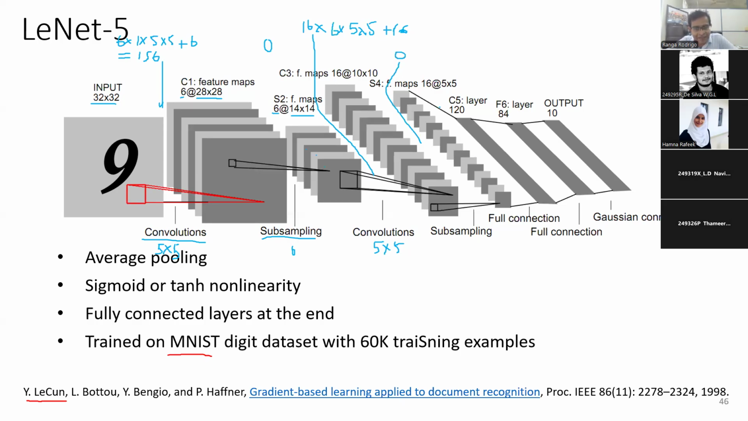And then it's a fully connected one. What is the size of this structure? 16 times 5 by 5 is 400. So there's a connection from 400 to 120. The total number of weights will be, because it's fully connected, 400 times 120, and biases for each of the output nodes, 120.